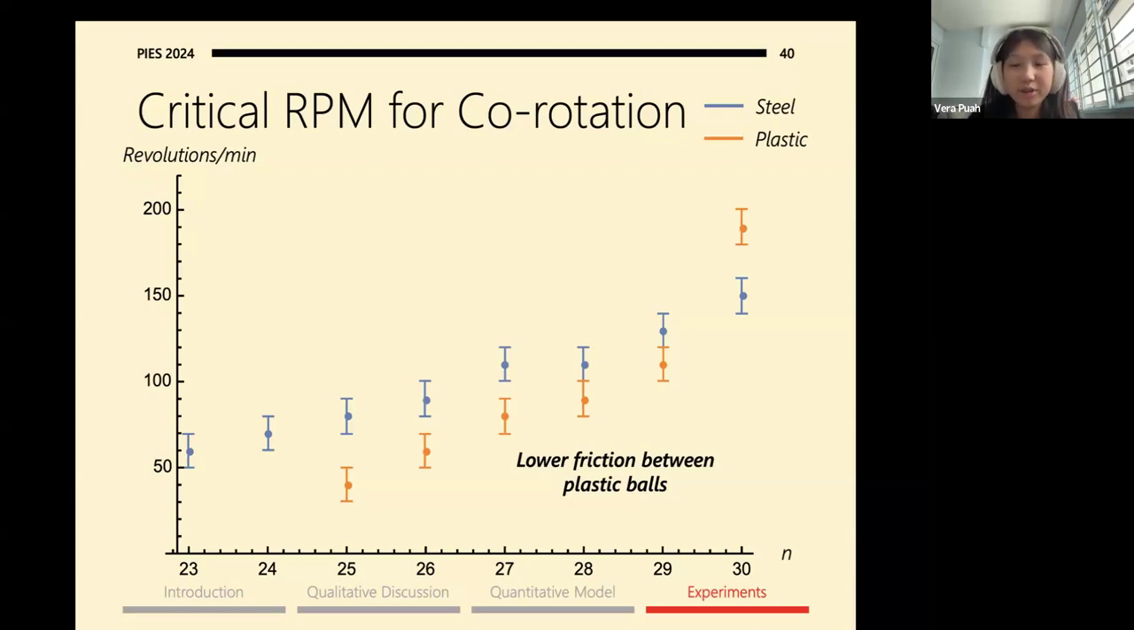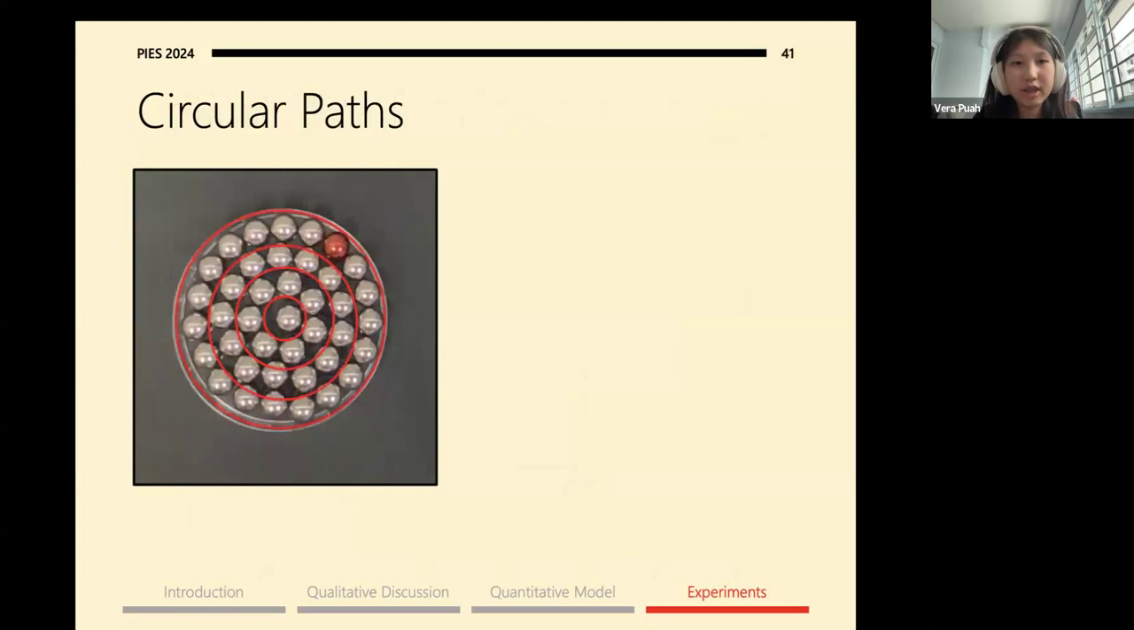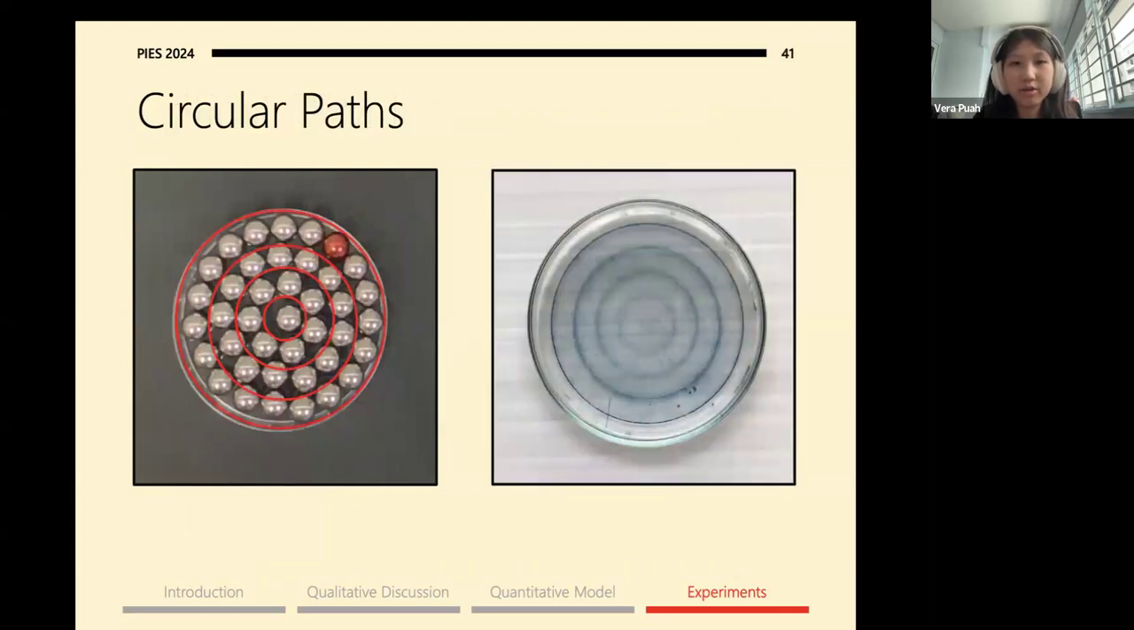So preliminarily, the trend here we can explain by the fact that there's a lower friction between the plastic balls, because the balls are a lot less massive. So we also have a smaller impulse going on, so the normal force is going to be smaller. And if we look at the circular paths of these balls, interestingly enough, we can see that experimentally, the balls actually do trace out circular patterns as well.